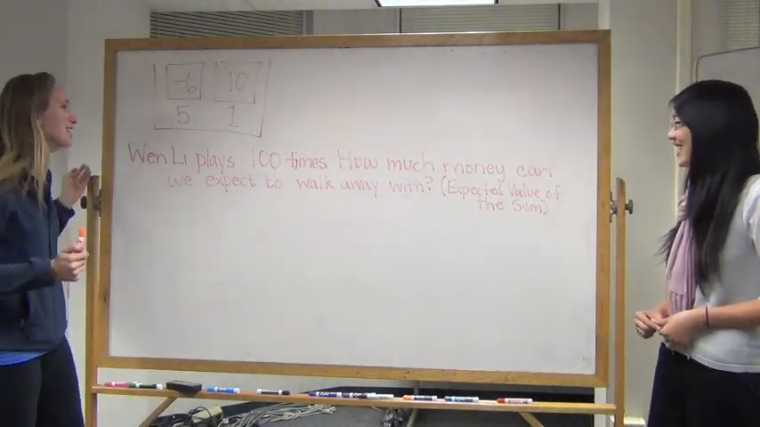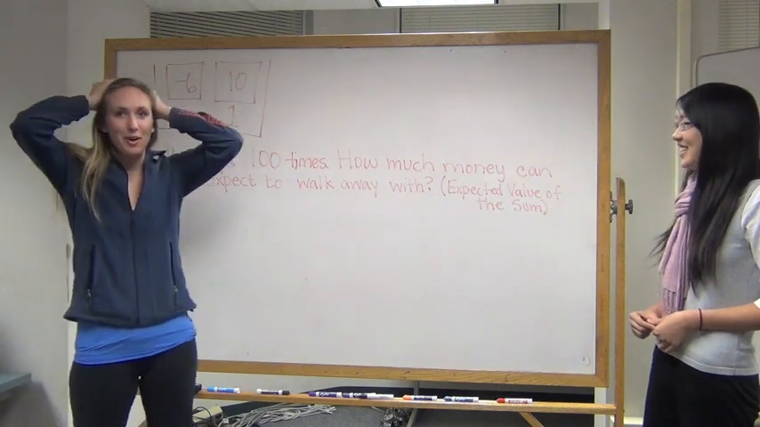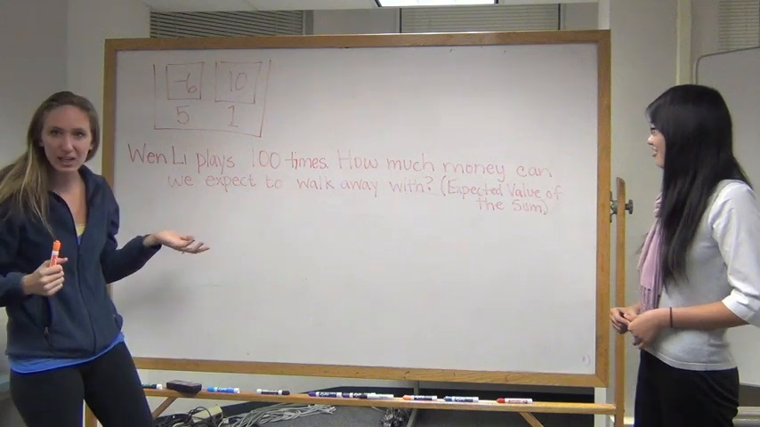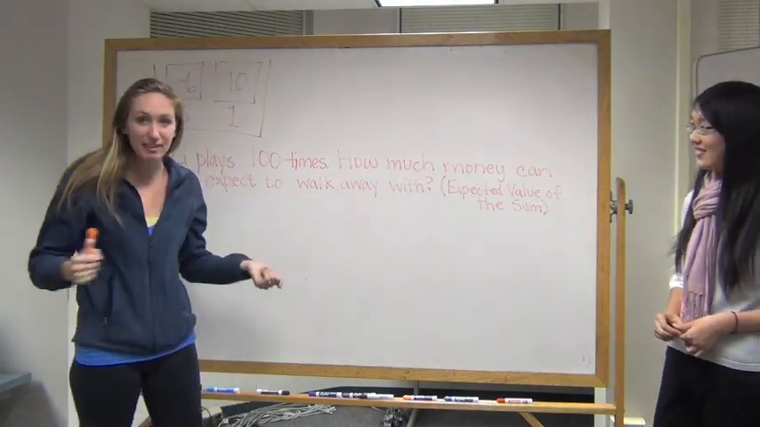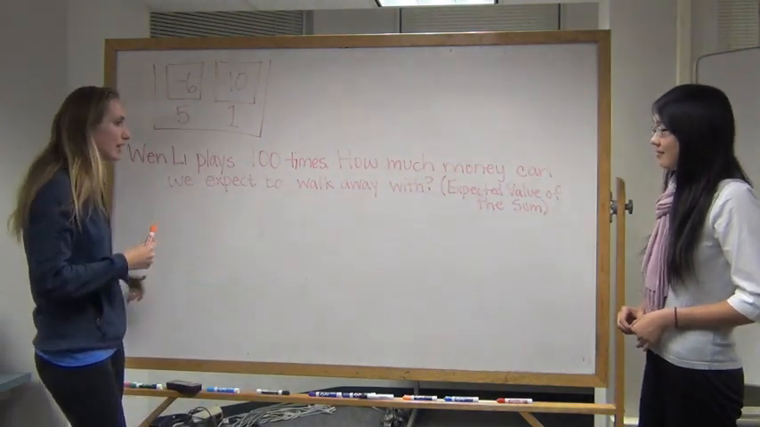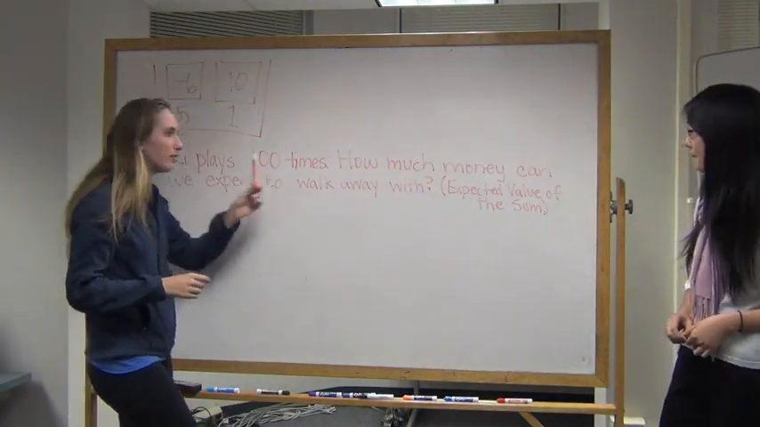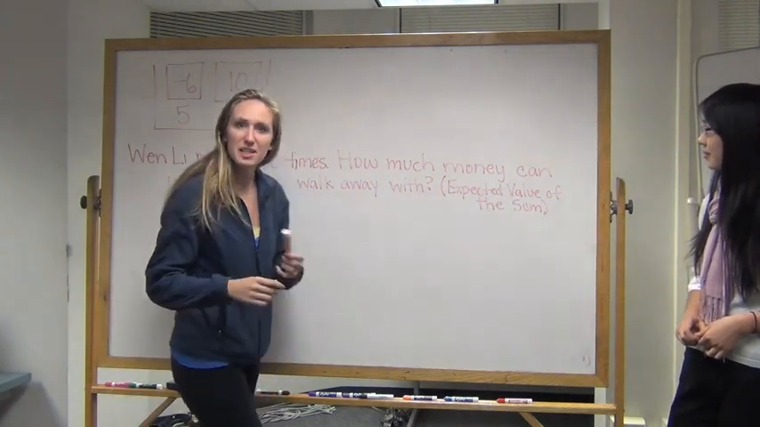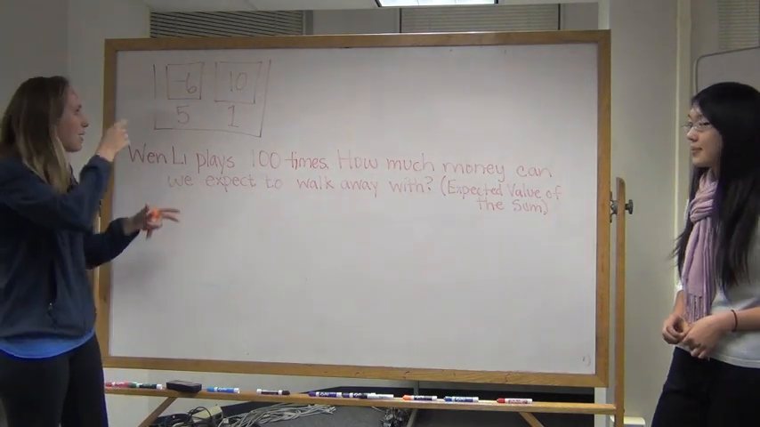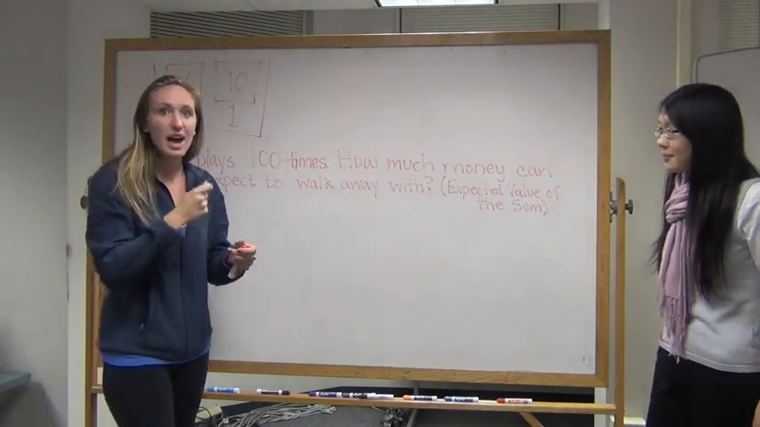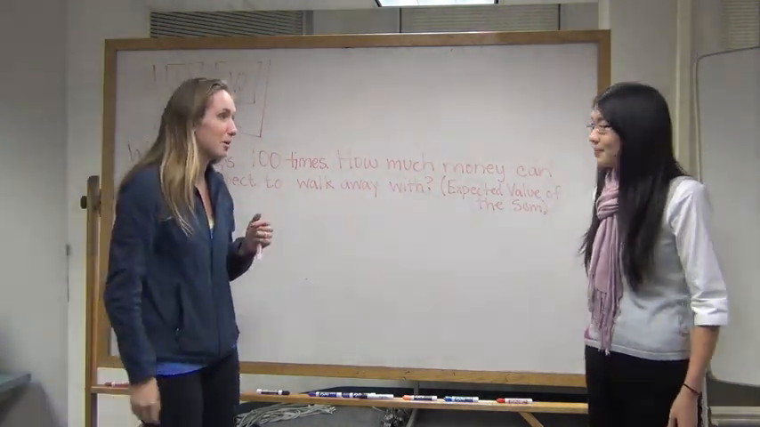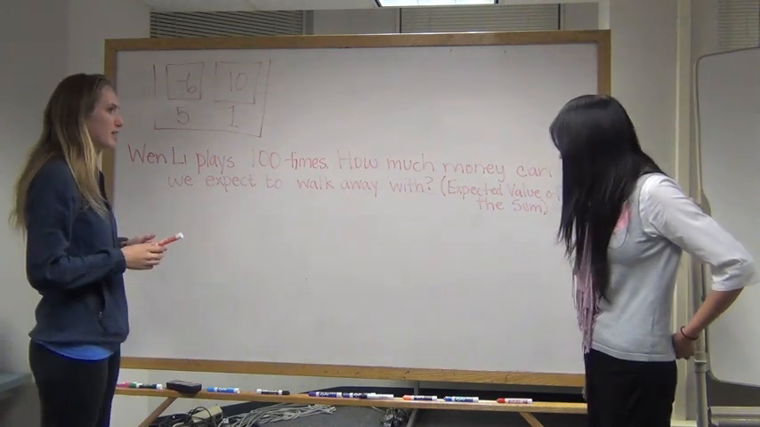She's on a roll. So she's playing 100 times, and I'm thinking, oh my gosh, how much money can we expect to walk away with? Are we gonna really hit it big, and is Wenli about to take Vegas, or are we about to get killed out there? So I'm basically wanting to calculate the expected value of the sum of these tickets. Each ticket I'm pulling out of my box, I'm adding up what that ticket says, representing one roll of the die at a time. So Wenli, what is the expected value of the sum?